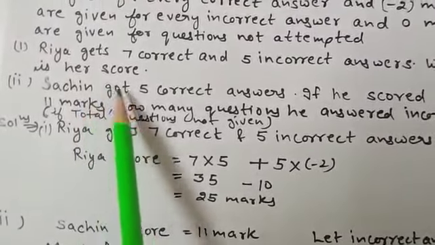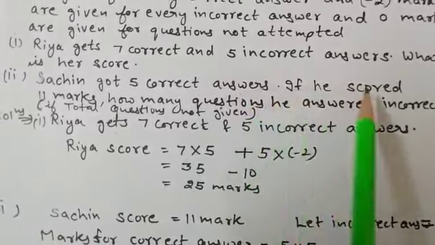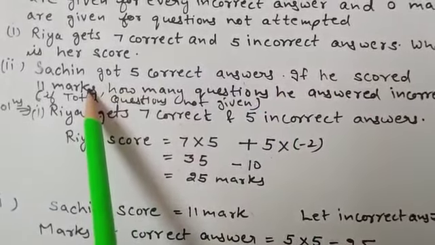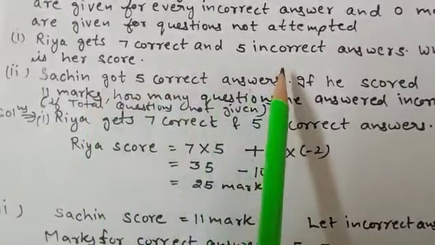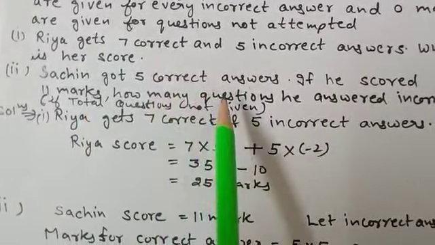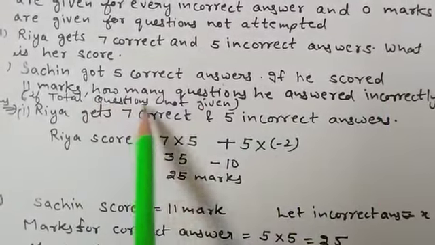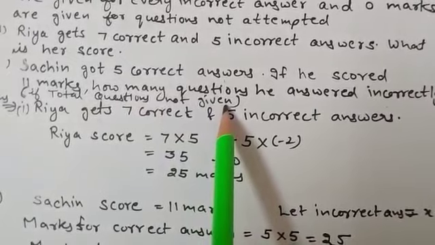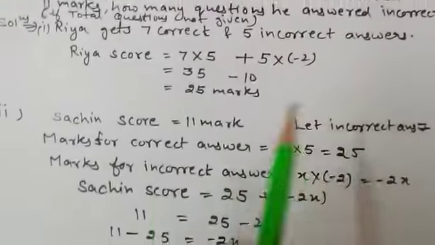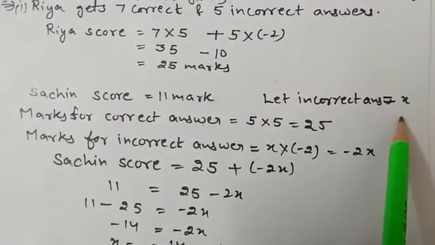Next example, Sachin got 5 correct answers if he scored 11 marks. In this question we have the score of Sachin, 11 marks, and the correct answers. How many questions did he answer incorrectly? If the total number of questions is not given, then first, Sachin's score is 11 marks. Let the incorrect answers be x.